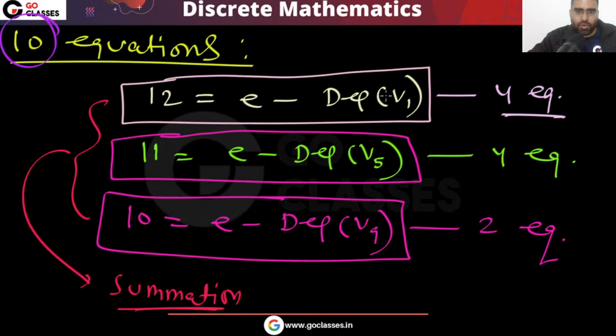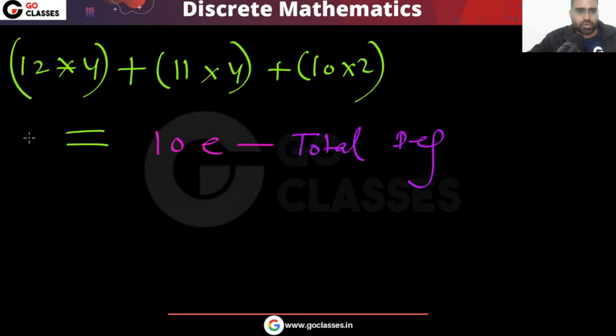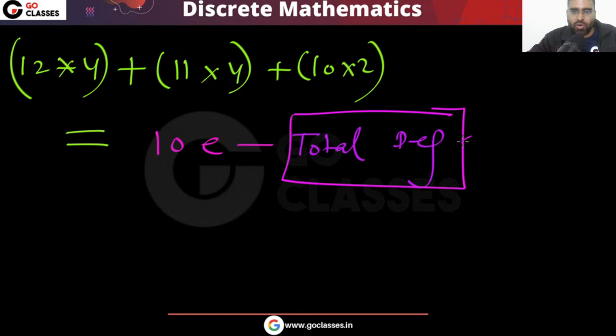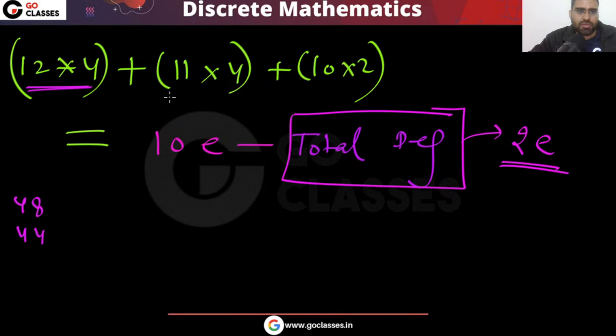Because if you add all of them, you get the total degree, correct? Agree or not? You are adding the degree of all the vertices, so you get the total degree. So that is equal to this value. And the total degree is equal to 2E. We already know total degree is equal to 2E. Yes or no? So finally, your answer is what? 48 plus 44 plus 20. So finally, E will be 112 divided by 8.